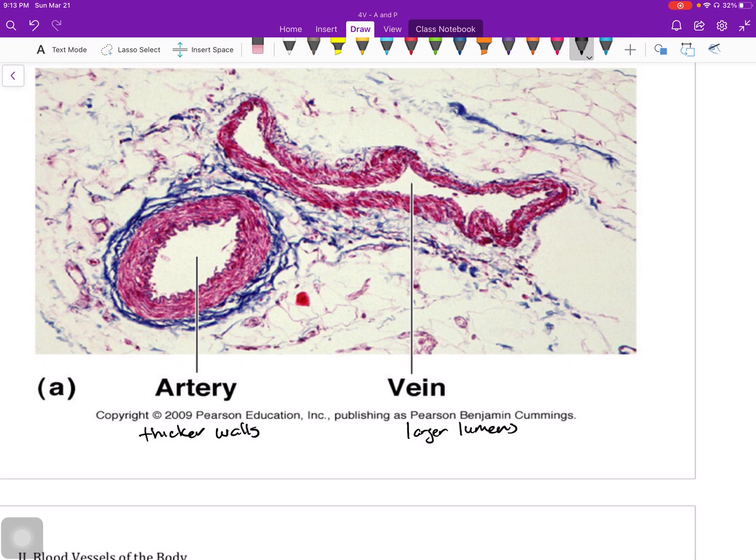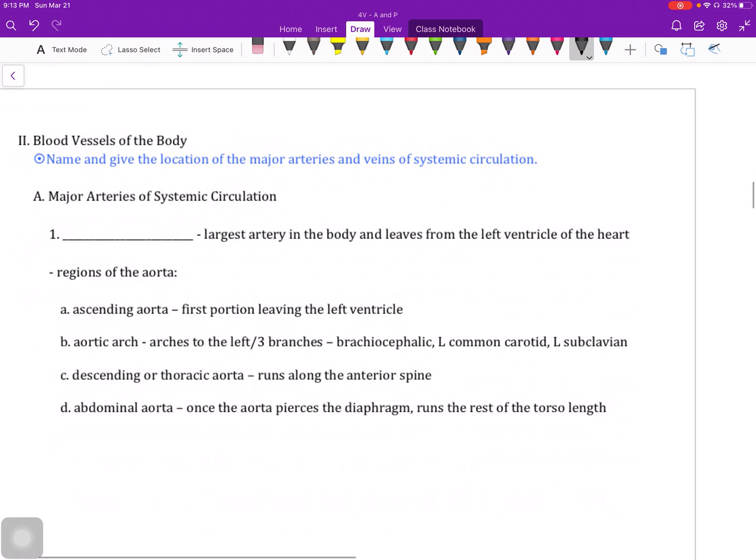All right, so let's talk about the different blood vessels of the body. So that's our Roman numeral number 2, our objective here: name and give the location of the major arteries and veins of systemic circulation. So we're going to start with the aorta, which is the largest artery in the body, leaving from the left ventricle of the heart. Now, here are the various regions.